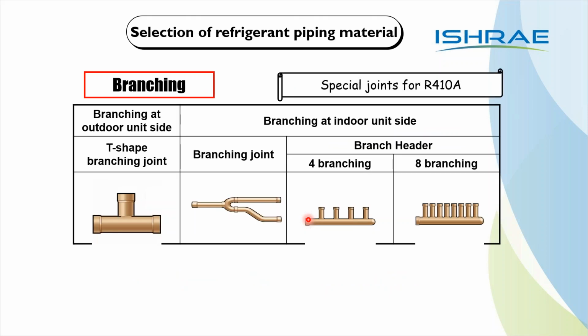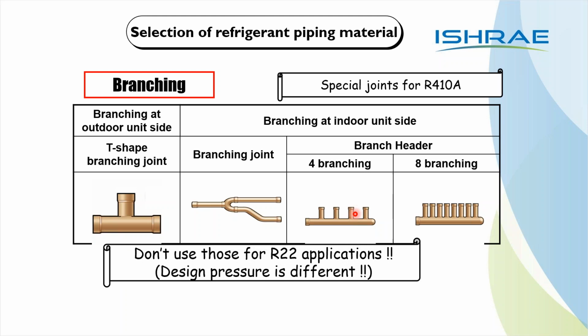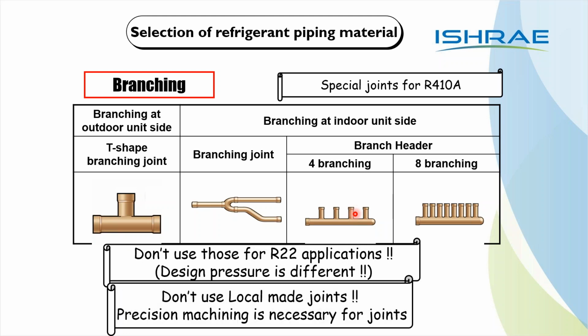So these are some of the joints that we use. We use something known as a T-joint. We use something known as a Y joint, that is also known as the branch joint. Then we have something known as the header joint. The header joints can be on 4 branches or 8 branches. These are all some of the fittings that are specifically used for VRF systems. Do not use this for R22 applications.